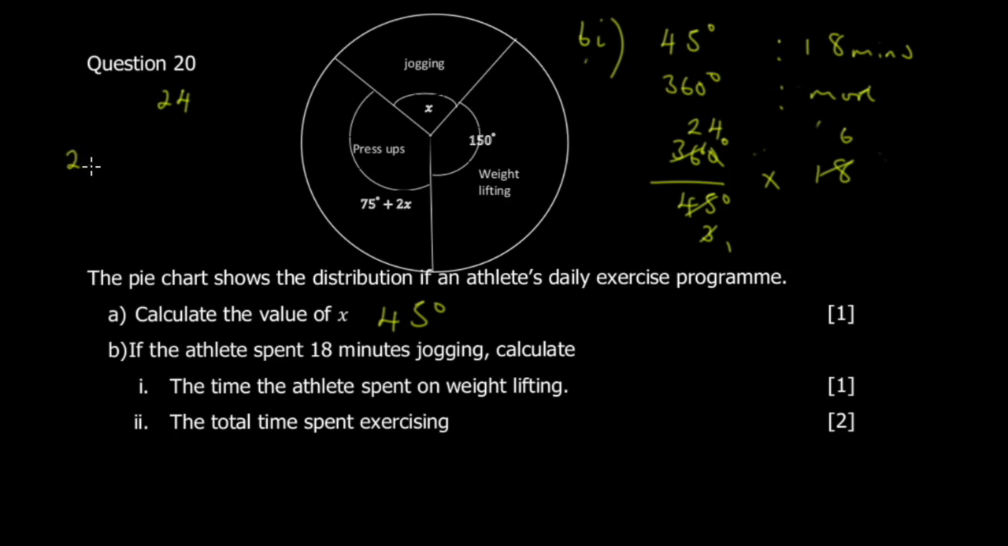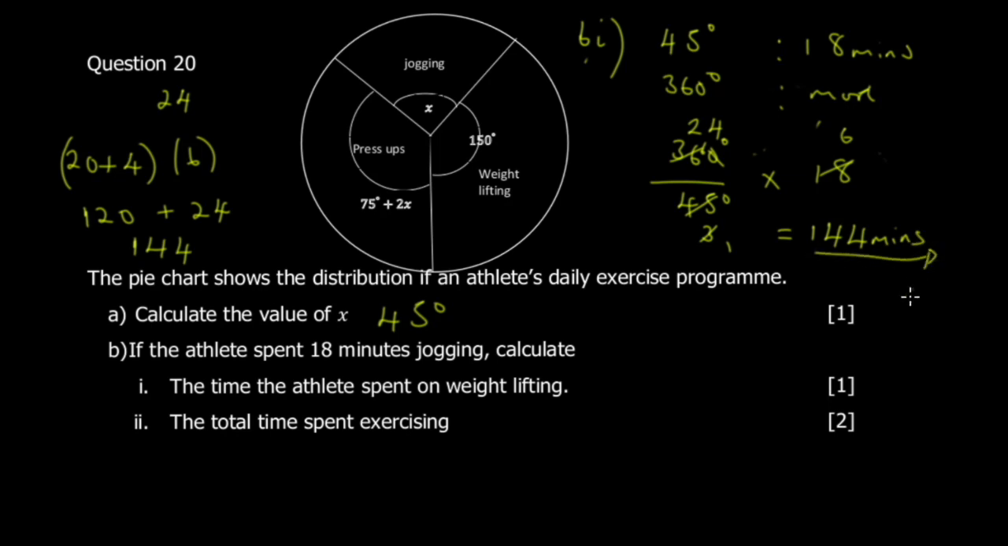Yeah, I just want to show you the interesting stuff. So this 24, this is 24 by 6. Okay, so you get 120 here. Then plus 24 here, so you get 144. So it'd be 144 minutes. So which is equal to 144 minutes. Okay. So 144 minutes would be the time spent exercising in total.